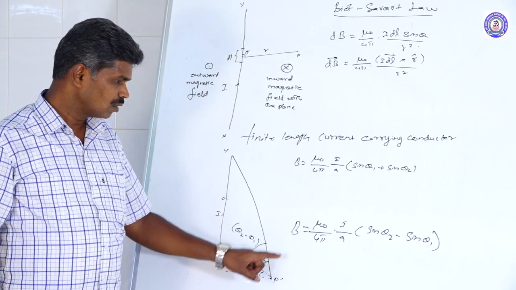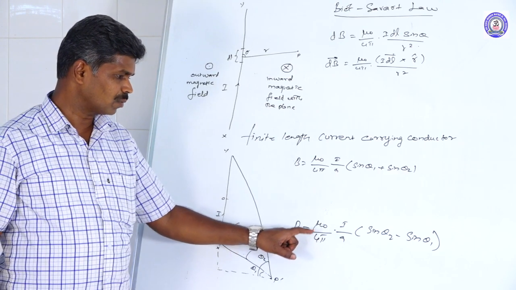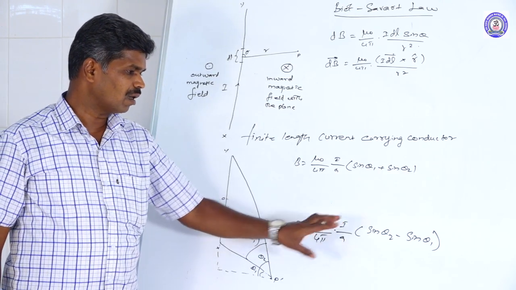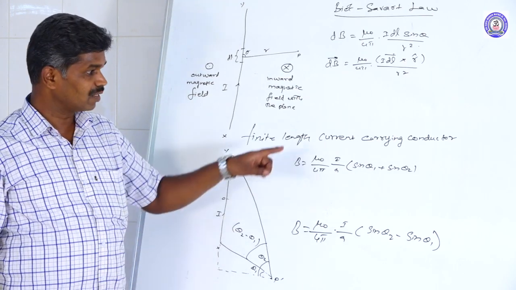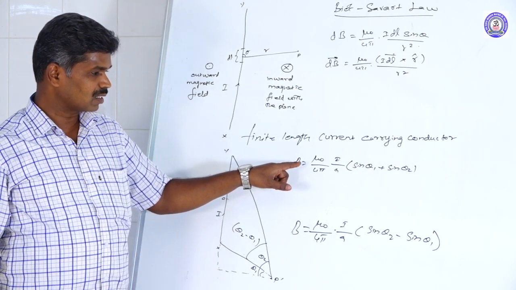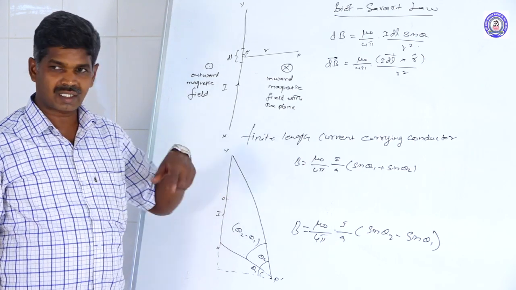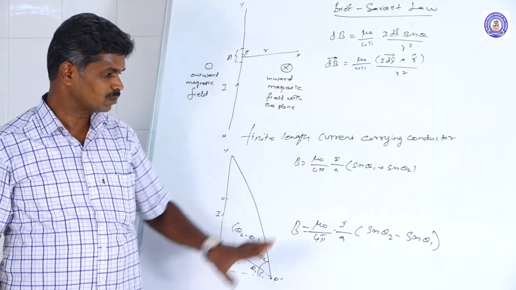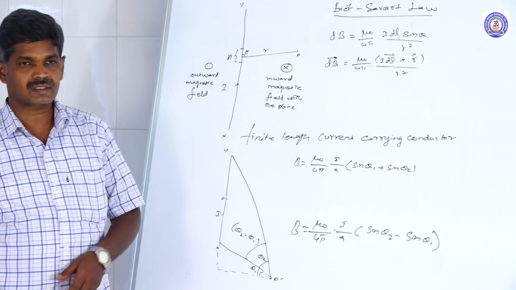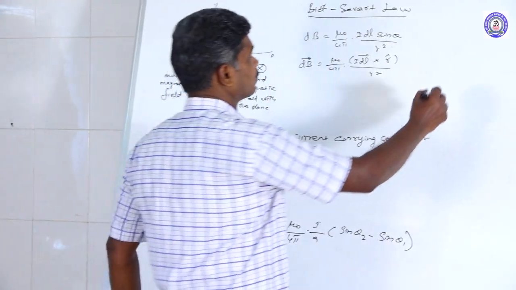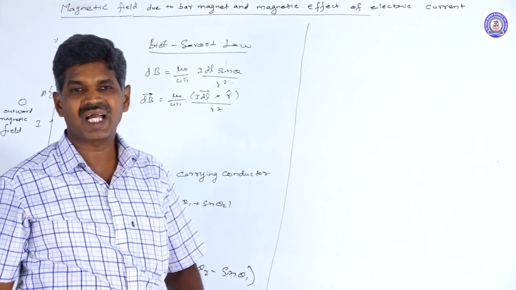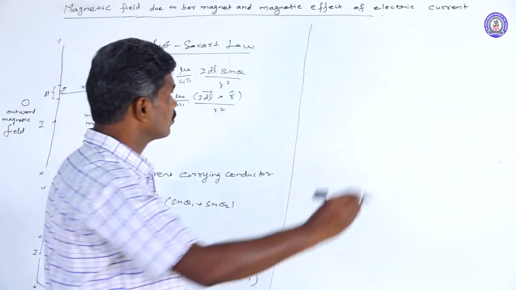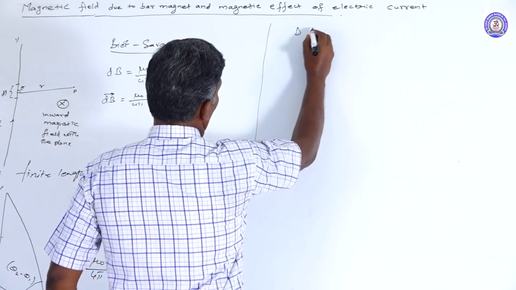At this point, to find the magnetic induction, mu naught by 4 pi, I by A of sin theta 2 minus sin theta 1. Already we have the formula for a point at a certain distance around the current carrying conductor of finite length. Next we are going to see the same current carrying conductor which has an infinite length.